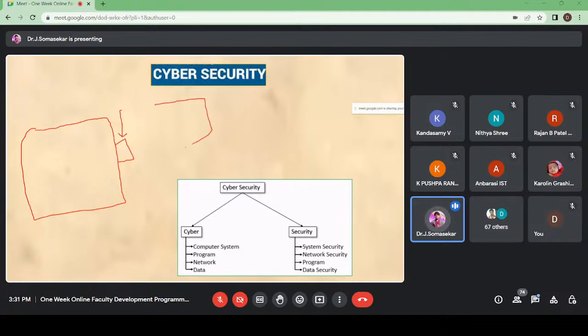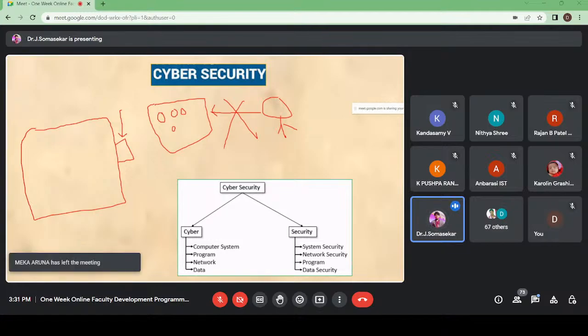Similarly, when we have an organization, we have data, we have systems, we have network, we have something else, servers, etc. So maybe there is a possibility of this being attacked by a third person. The third person is trying to attack our data. There is a possibility. To minimize this, or to avoid this, we require a cyber security mechanism. Cyber is nothing but computer system, program, network, data, etc. Security means we have a security mechanism. It may be system security or network security, etc. By using the cyber security mechanism, we'll try to avoid this type of threat, or this type of attack on our data or computer system. So that's why cyber security plays a vital role nowadays.